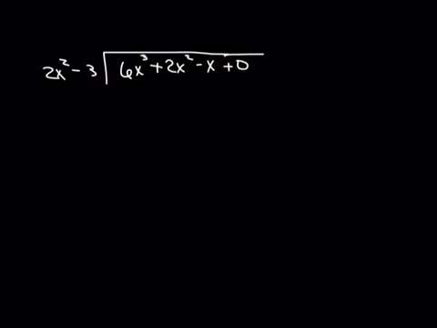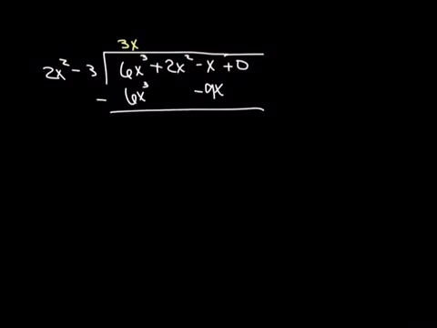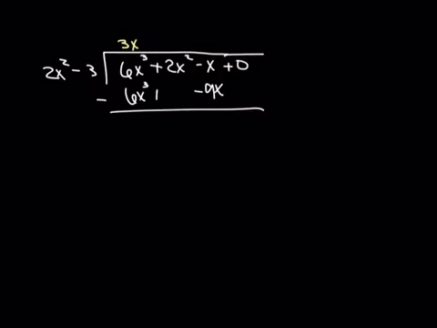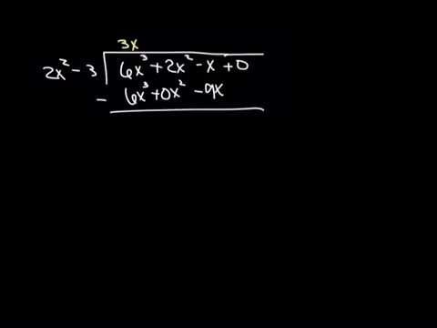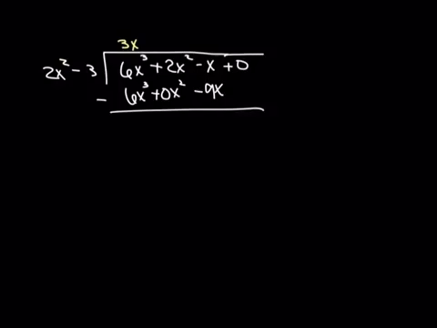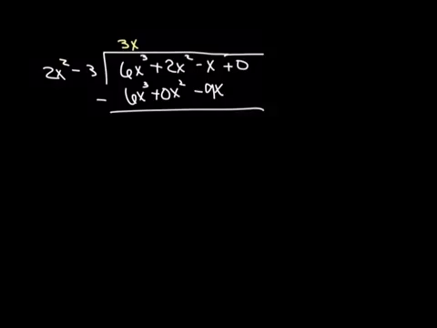Alright, so 2x squared goes into 6x cubed 3x times, because 3 minus 2 is 1. Alright, so let's multiply. 3x times 2x squared. 3x times negative 3. Remember, I have to put them above or below what I'm dealing with. In fact, if it helps, you can just put a 0x squared there so that you've always got a number in there instead of a blank space.